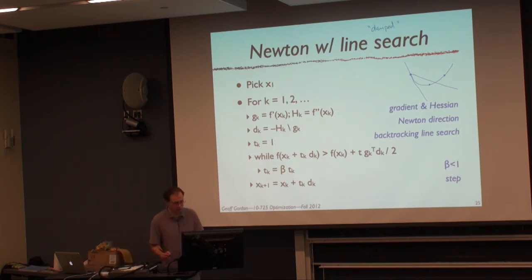Now, one thing I want to point out is that this here is the predicted amount of decrease that you would get if you took a step size of 1. That's also called the Newton decrement, right? The expected amount of decrease that you would get if you took the full Newton step and everything were nice.